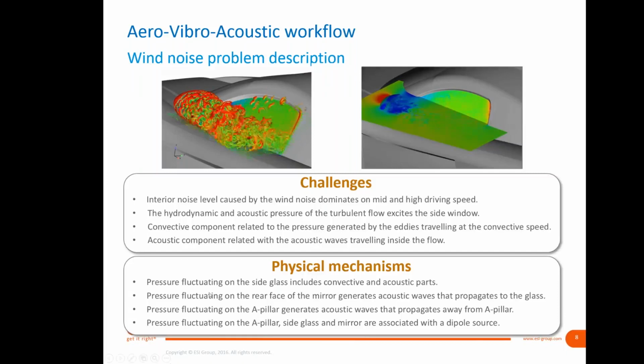So this fluctuating pressure can be taken into account for the side glass. Some noise can also be generated by the presence of the mirror, also for the A pillar.